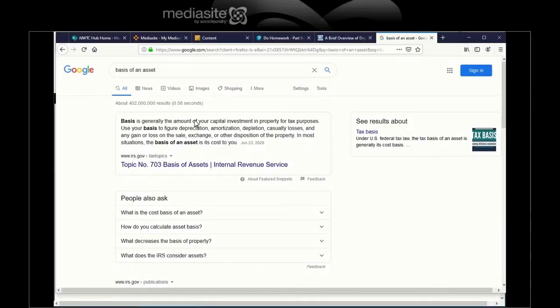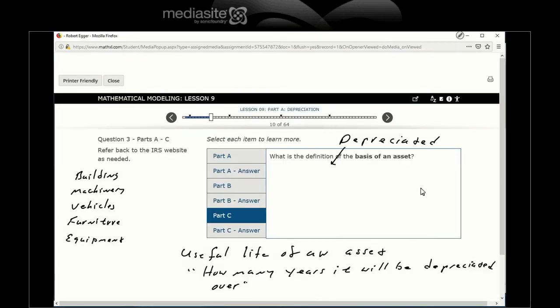Basis is generally the amount of your capital investment in property for tax purposes. Use your basis to figure depreciation. Basically, basis is your purchase cost. What did it cost you to acquire? The basis of an asset is its cost to you. So what is the basis of an asset? Basically, what it costs you to acquire.